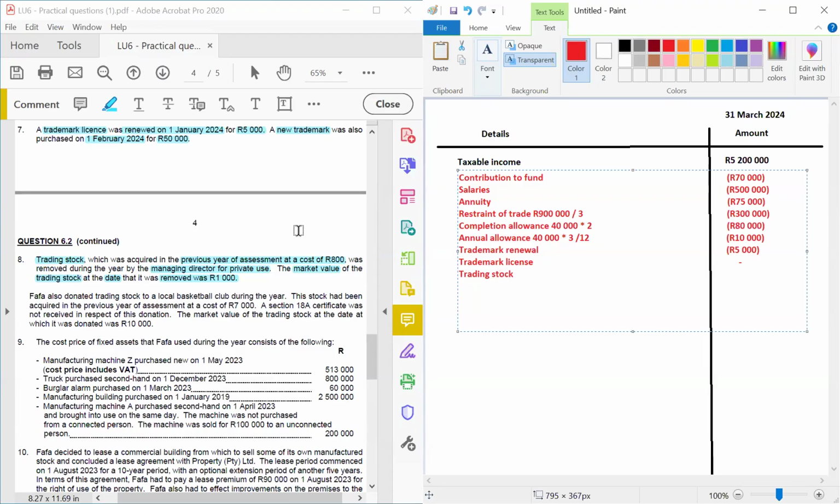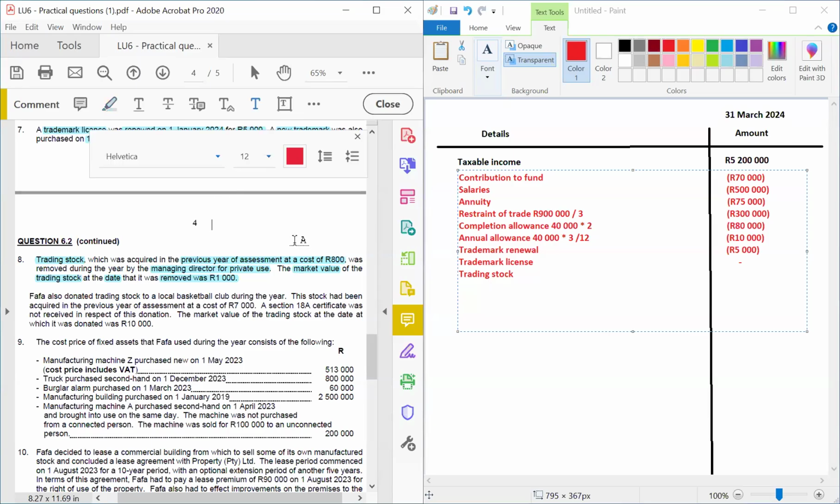Right. Now, let's think of trading stock. What would you have done in trading stock? Obviously, if you were to include opening stock, if it was purchased in the prior year, this would have been part of your opening trading stock, right? And what do we do with opening trading stock? We deduct, right? Or if it was purchased in the current year, for example, this is not the case. So if it was purchased in this current year, it would have been a deduction of 800,000, right?